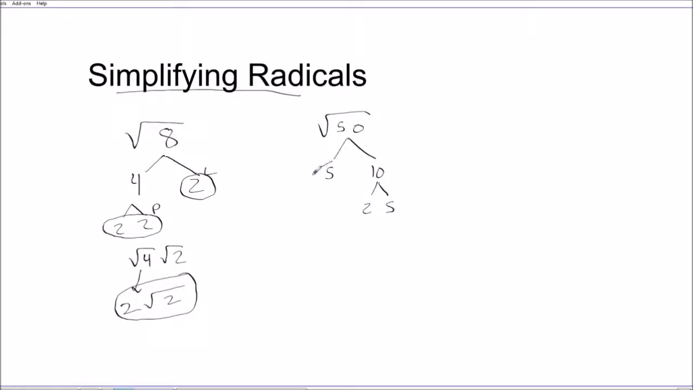And so what I have then, I have a pair of 5s, and I have a loner 2. And so the 5 gets written, my loner gets a root. Done. That's a simplified radical. One more. Oops, I wanted 108. Let me do a redo there, y'all.